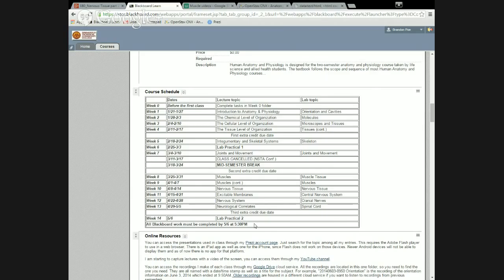Something new I'm doing this semester, because the way I used to do it, I don't think was very helpful to a lot of students. The final and absolute due date for all work on Blackboard is going to be 5:30 p.m. on the 6th, which means you need to be done with all of the work on Blackboard before you come in on the 6th for the second practical. That includes the online portion of the practical, and there's a cumulative final test that's in there too. So all that has to be done by then.